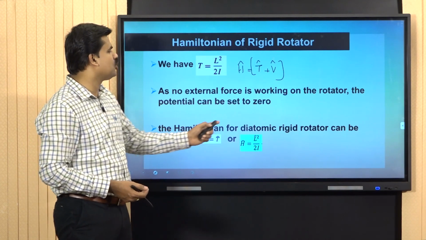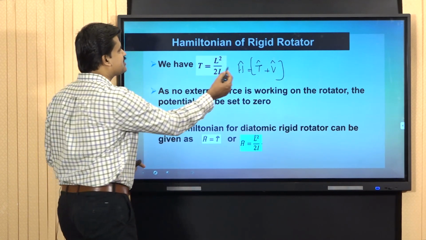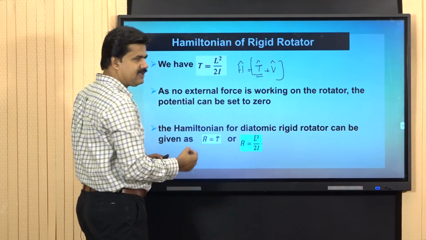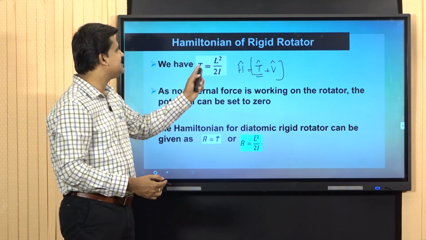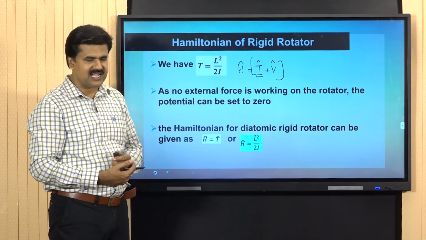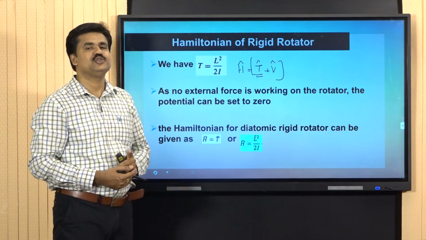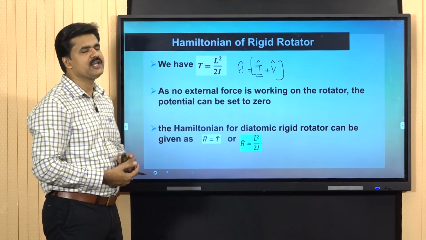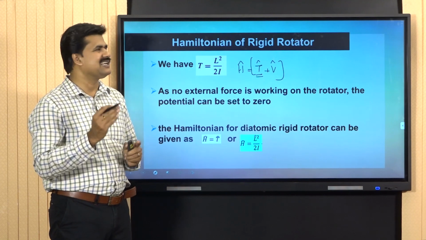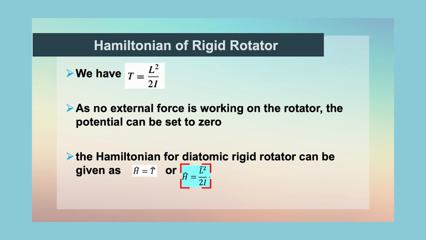Therefore, the Hamiltonian for the rigid diatomic rotator is given as H hat equal to the first term only, that is, H hat is equal to T hat. And we already learned T is equal to L squared by 2I. Therefore, T hat is equal to L squared hat divided by 2I. 2I is a constant. Therefore, the Hamiltonian operator corresponding to the rigid rotator is given by H hat equal to L squared hat divided by 2I.